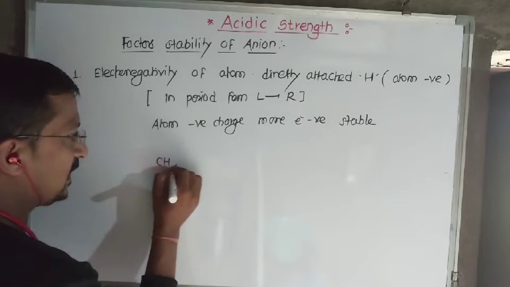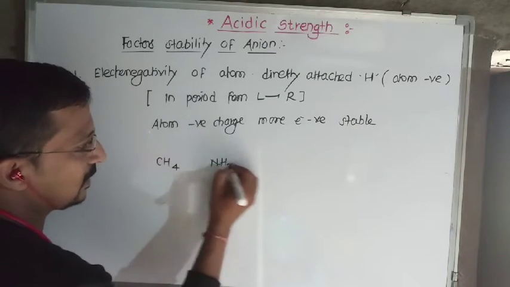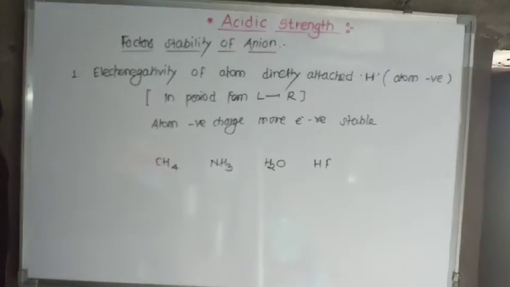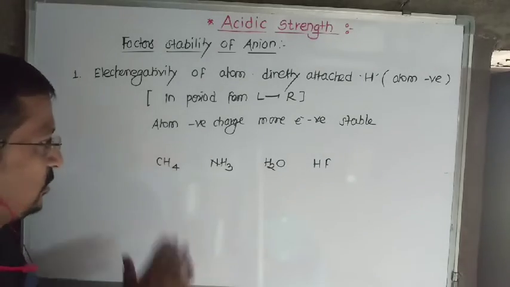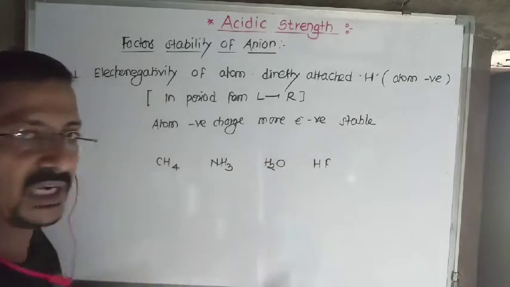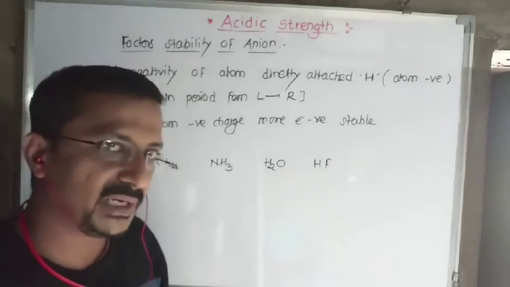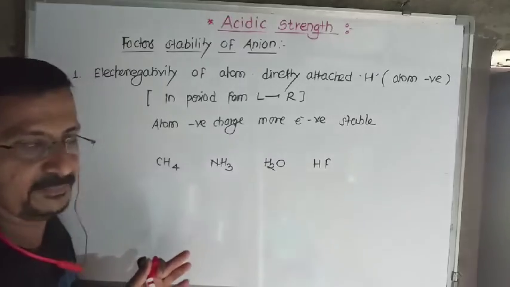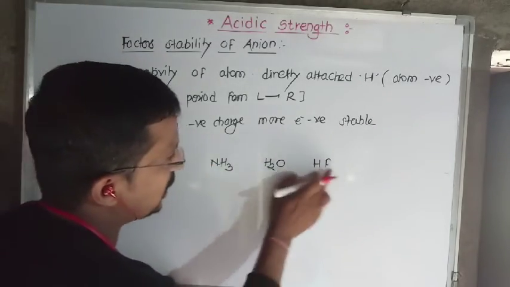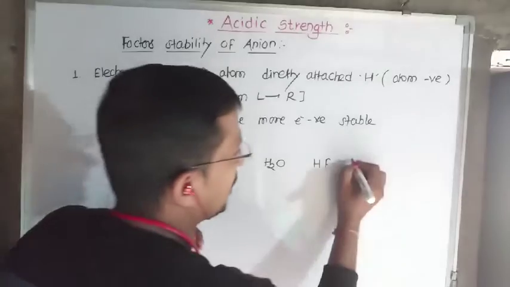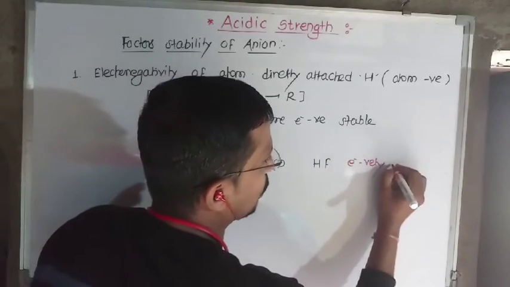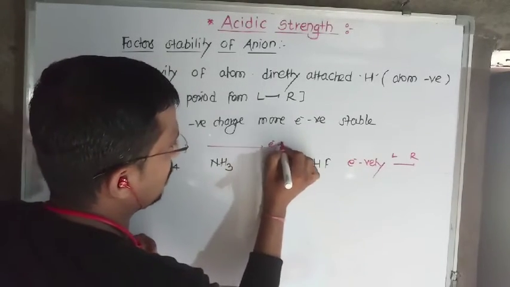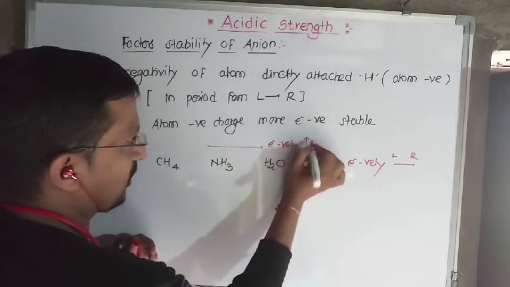Suppose methane is there, ammonia is there, water is there, and HF is there. In all these cases, these are carbon, nitrogen, oxygen, and fluorine. All these are from the same period. So the electronegativity increases from carbon to nitrogen, nitrogen to oxygen, and oxygen to fluorine. Electronegativity goes on increasing from left to right.